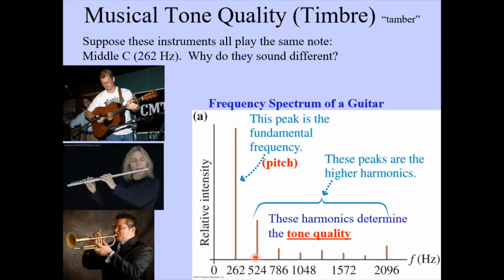So this one here is 2 times 262, which is 524. This one here is 3 times 262, which is 768. This one is 4 times 262, which is 1048, and etc. So notice that all of these upper frequencies here correspond to harmonics, and we hear all of this stuff blended together, and these harmonics determine the tone quality of the instrument. This is what makes a guitar sound different from a flute, which sounds different from a trumpet.